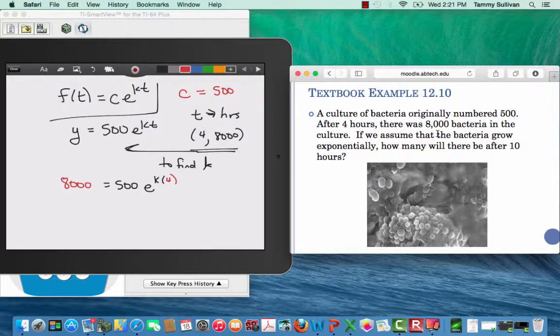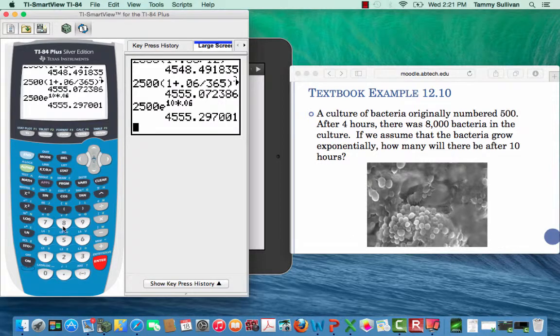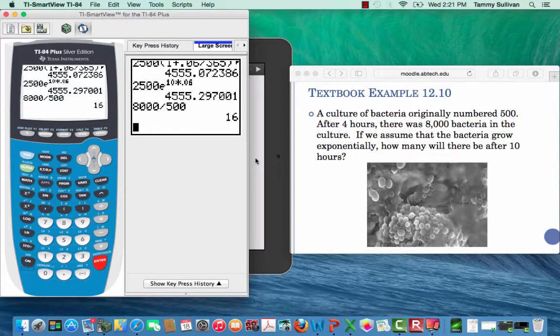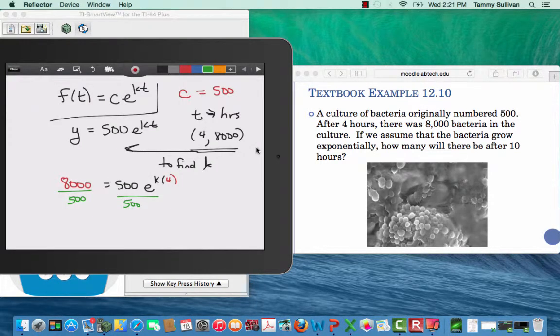So what you're going to do here is isolate the e all by itself. So you're going to divide by 500 on both sides. So that's going to leave you with, I'm going to get lazy here, when I take the 8,000 and divide it by 500, I get 16. So I have 16 equal to e to the 4k.